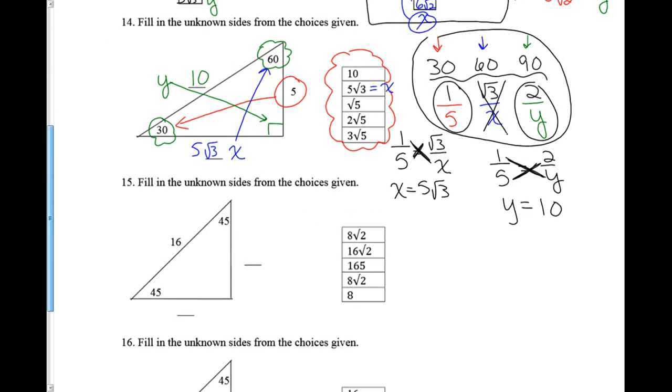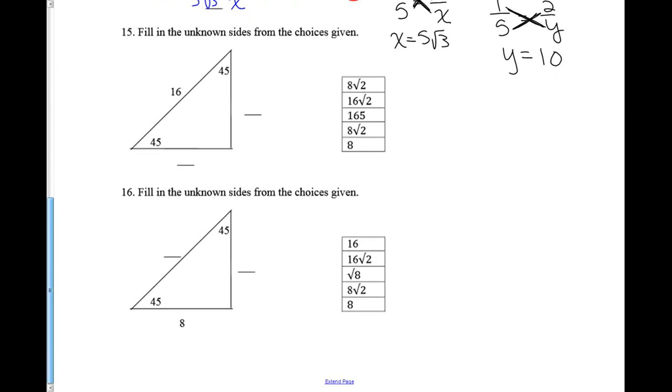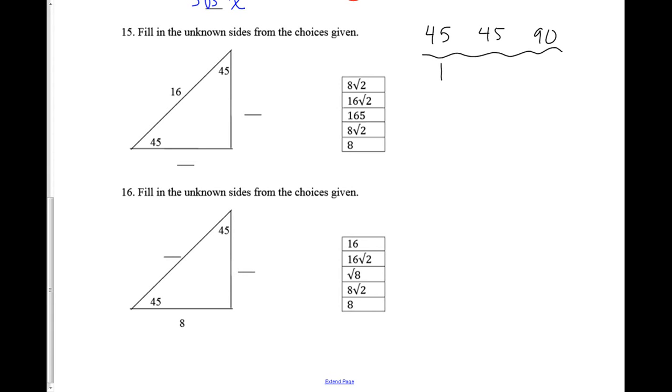Moving on to question 15. So in question 15, we have the same style. We have an answer bank, so to speak, and we have a 45, 45, 90 triangle. So 45, 45, 90, and underneath is a 1, and a square root of 2.